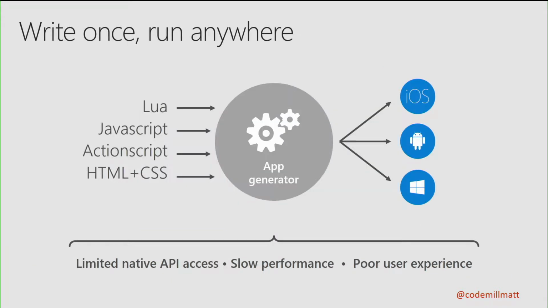Then you have the write once, run anywhere, where you use some HTML maybe with some JavaScript, you run it through an app generator, and out pops an app. The problem is that you have limited native API access. So you might not be able to get down to like the AirPlay until the app generator allows it. The performance is pretty slow, and the user experience, it might look like a website running within a web view. It doesn't look like a native application.